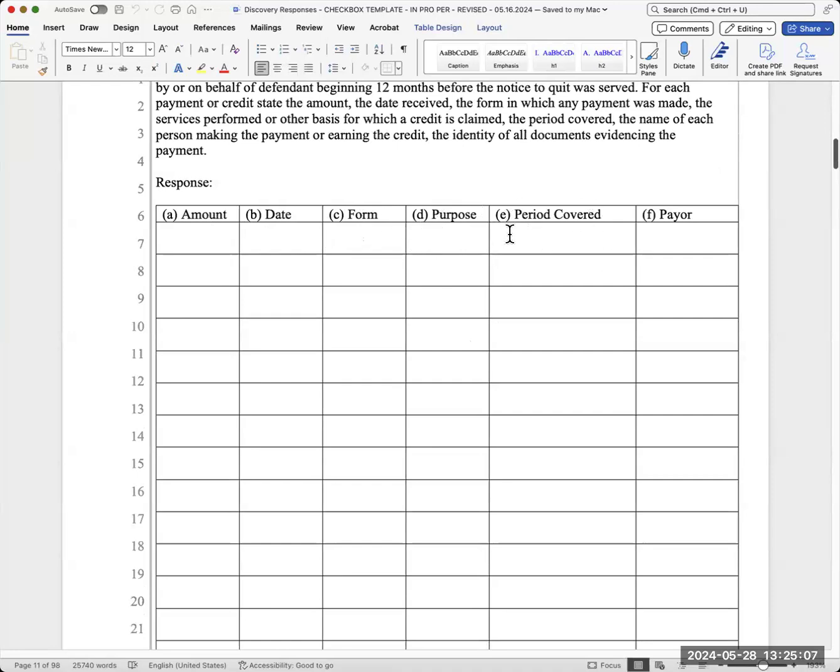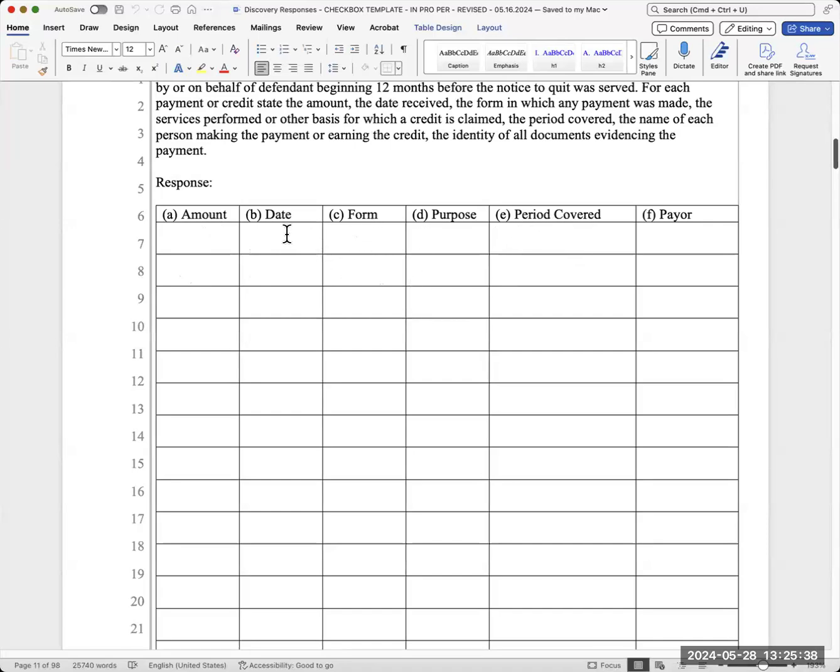Period covered was, say, the month of May 2024. Payer is the person who paid the rent. And sometimes it can be more than one person that paid the rent. Sometimes it could be a partial payment made on one date and another payment made on the next date. And so for each partial payment, you're going to put a new line and explain. If you made two payments for May, the period covered would be the same, and the purpose would be the same.